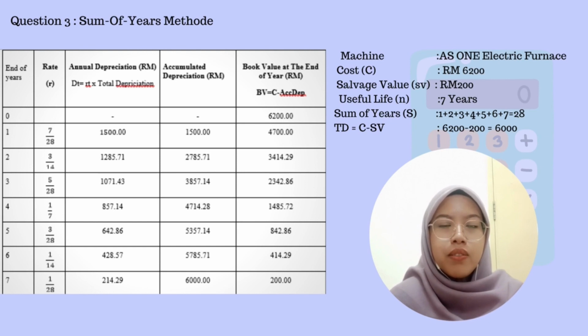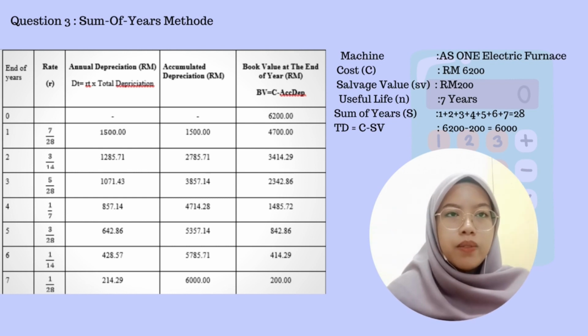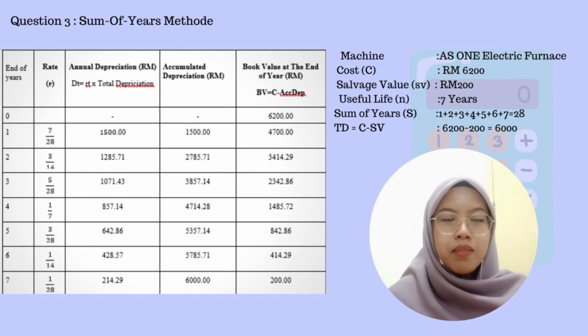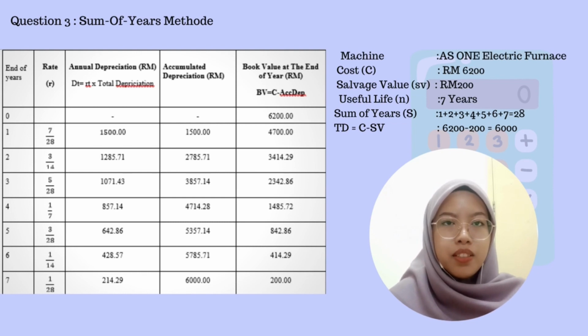For part B2, sum of the years' digits method, machine S1 electric furnace, cost RM6200, salvage value RM200, useful life 7 years, sum of years equals 28. We have to find the value for each year. For annual depreciation, we use the formula dt equal to RT times total depreciation. Total depreciation we can get using the formula C minus SV, which is 6200 minus 200 equals 6000.